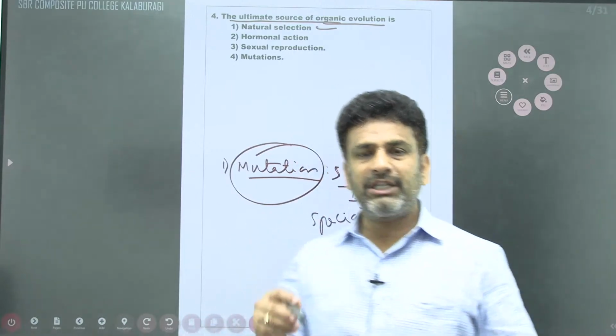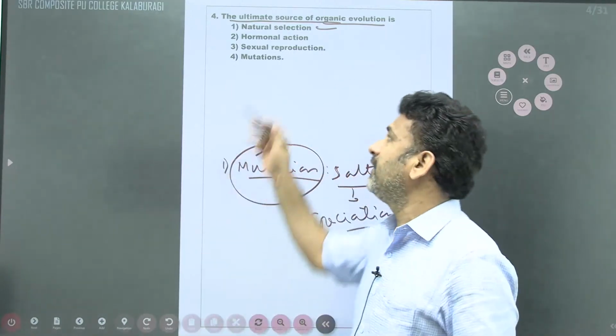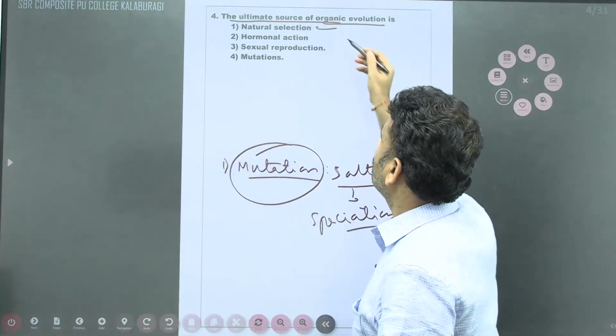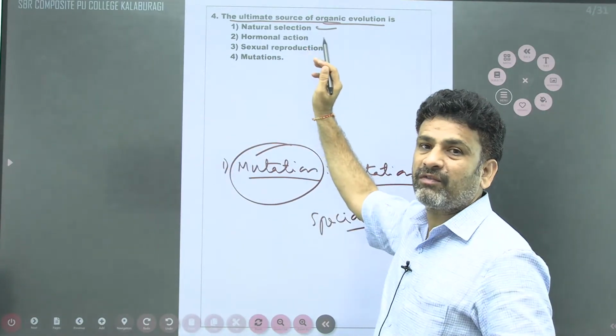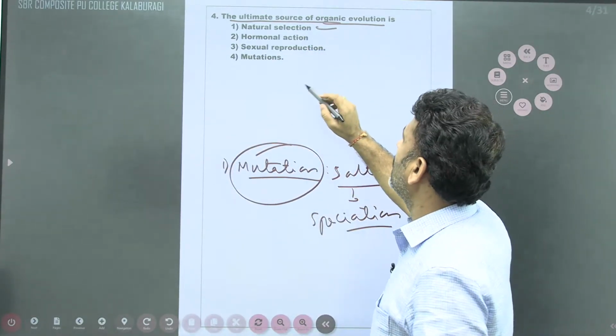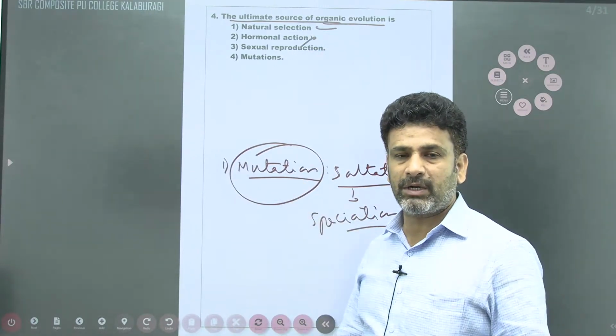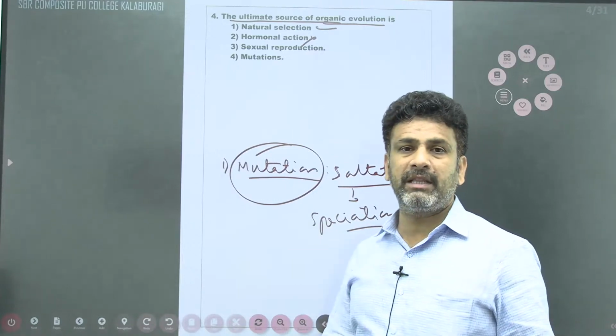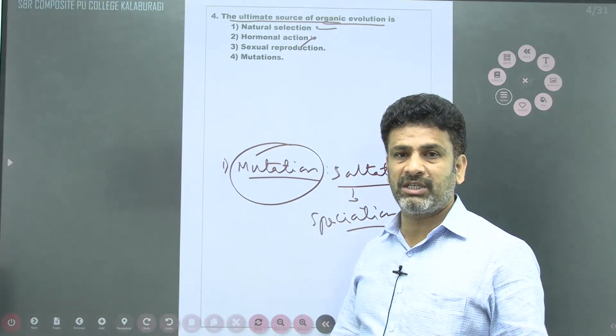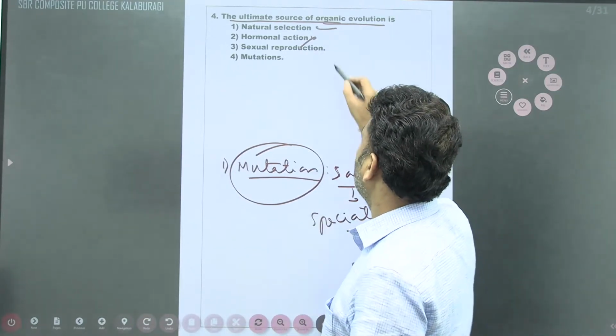It will bring just morphological change of an individual. So that's why here it is not an ultimate source for the evolution, or the organic evolution. Then hormonal actions. The hormonal actions do not play a vital role here. Hormonal actions might bring some physiological changes, that's all.